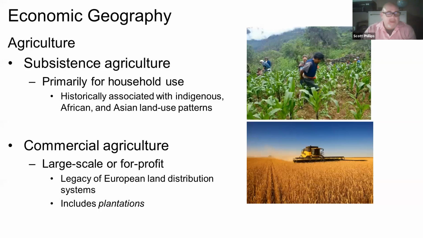On the other hand, there is also commercial agriculture. This is a large-scale, for-profit type of agriculture. And this is primarily what we practice in California. If you have a vineyard or an almond orchard, people are not growing those almonds to necessarily eat them all. They're growing them to sell and make a profit.